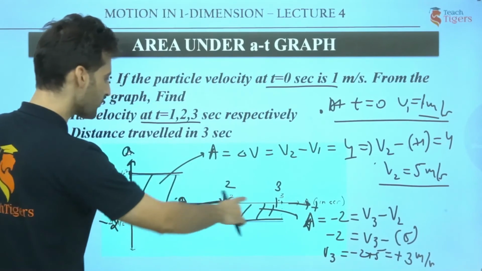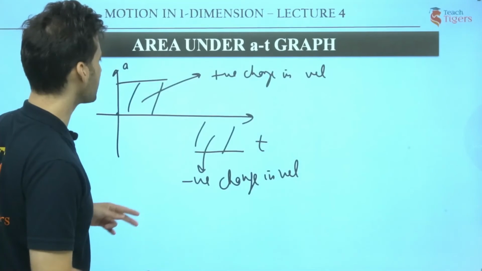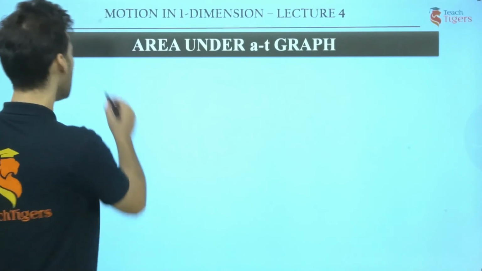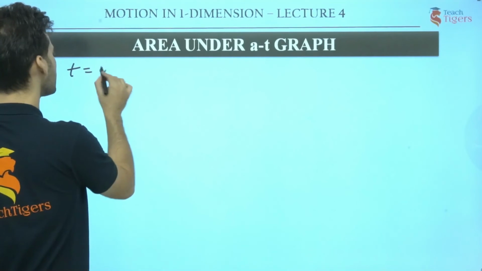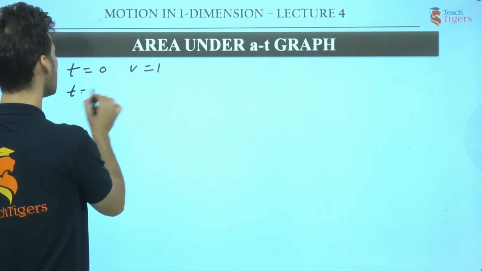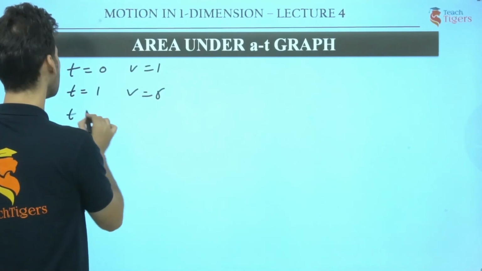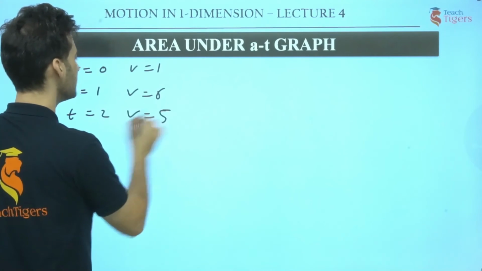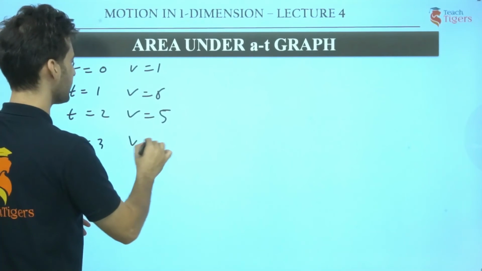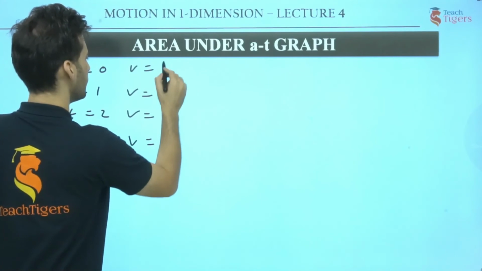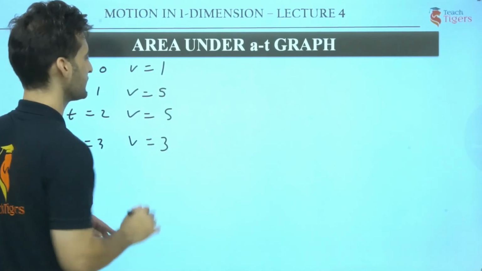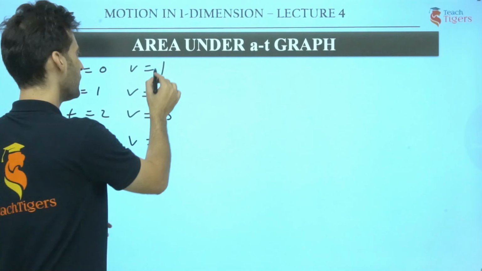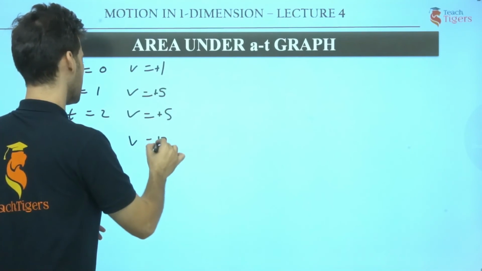So likewise I have obtained the velocities at different points. At t equal to 0, v was 1, at t equals 1, v was 5, at t equals 2, v remained 5 only, and at t equals 3, v became again 3. So this is 1, 5, 5, 3. This is how velocity changed. Okay, and all the velocities are positive.